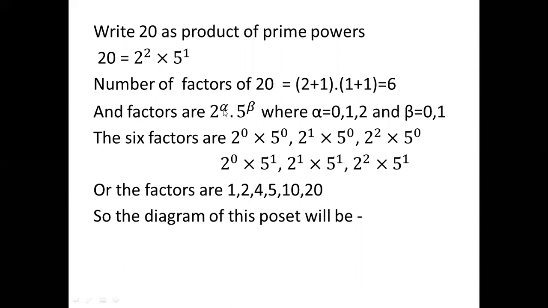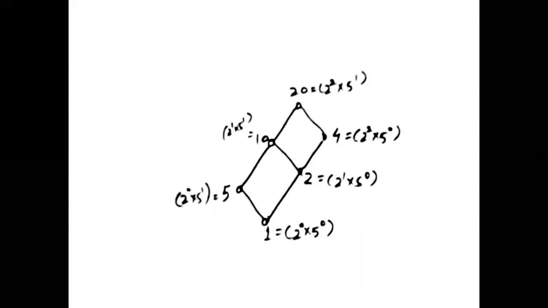All the factors are 2 to the power alpha into 5 to the power beta, where alpha can take the three values 0, 1, 2, and beta can take the values 0 and 1. So the 6 factors will be 1, 2, 4, 5, 10, and 20. Let us see the diagram of this poset. The relation is divisibility. So this 1 will be your least element, the lowest point. Then 1 divides 2, 2 divides 4, 1 divides 5, 5 divides 10, 2 also divides 10, and 10 divides 20, 4 also divides 20. Like this we have represented the hash diagram.